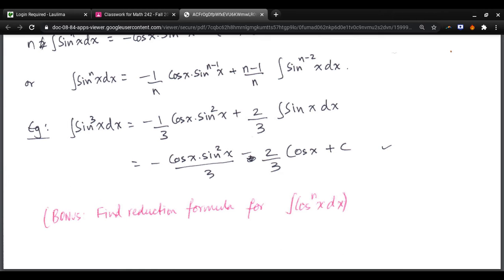It's a bonus problem. Try to find the reduction formula for cosine to the power n of x. It works exactly the same. You have to use the same identity, meaning sine squared plus cosine squared equals 1.